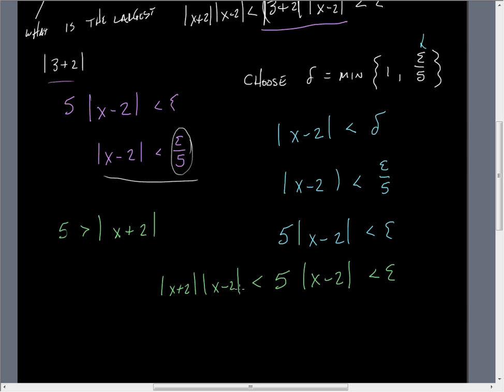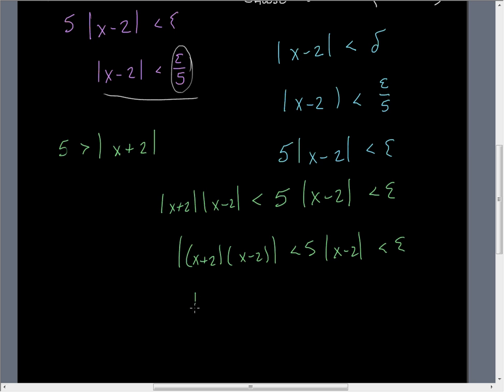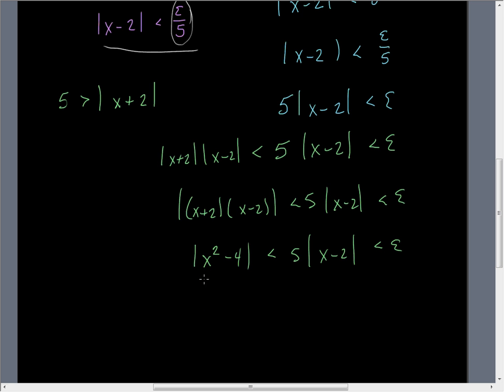All right, well, that means that if you multiply these two together, remember that the product of the absolute values is equal to the absolute value of the product. And so back inside, we have this is less than 5 times |x minus 2|, which is less than epsilon. This inside becomes |x squared minus 4| is less than 5|x minus 2| is less than epsilon. And because this is less than this, and 5 times the absolute value of x minus 2 is less than epsilon, the chain says that this must be true.